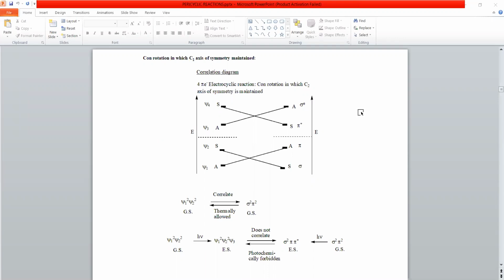That is how we have to draw the correlation diagrams for conrotation in which the C2 axis of symmetry is maintained. When we consider conrotation, we have to take the symmetry properties of the directly involved orbitals of the reactants and products with respect to the C2 axis of symmetry. So these are the 4 pi electron systems. Next we go to the 6 pi electron systems.